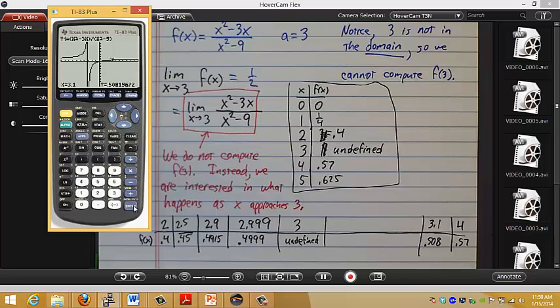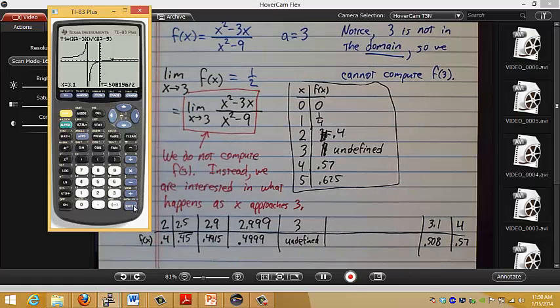Does that make sense? What am I trying to say? We don't compute f of 3. F of 3 is undefined. We are interested in what happens as x approaches 3. As x gets close to 3, the outputs are getting close to what? 1/2, 0.5. That's right. That's what we say the limit is.